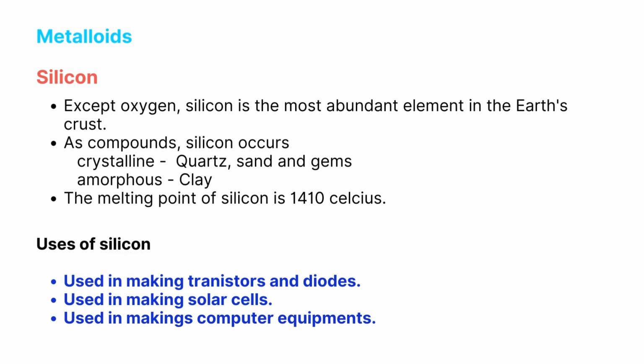Uses of silicon: used in making transistors and diodes, used in making solar cells, used in making computer equipment.